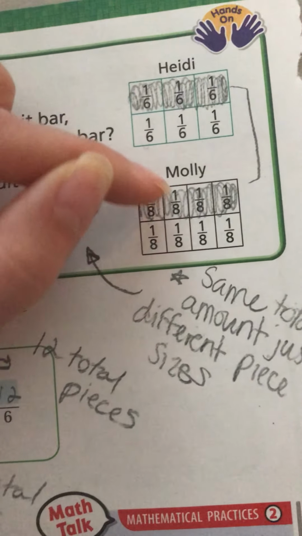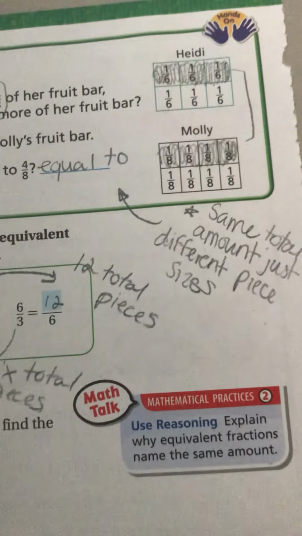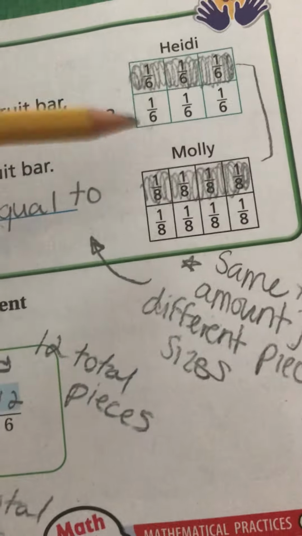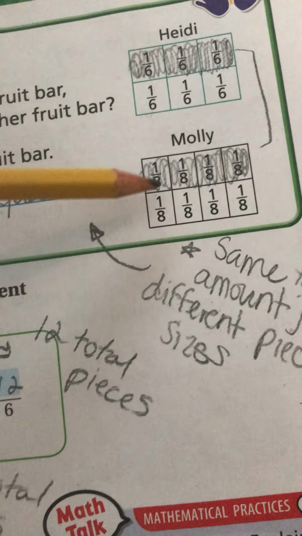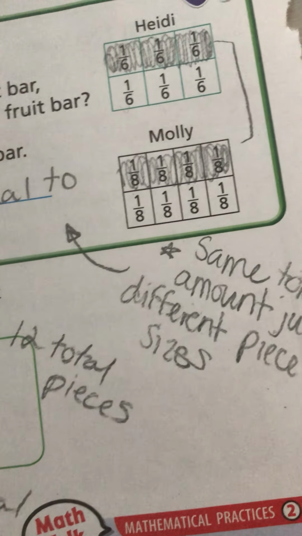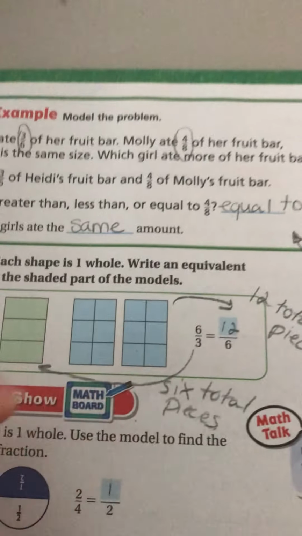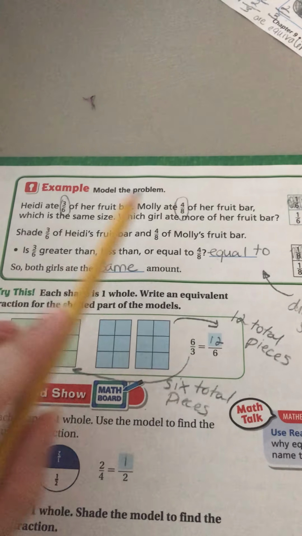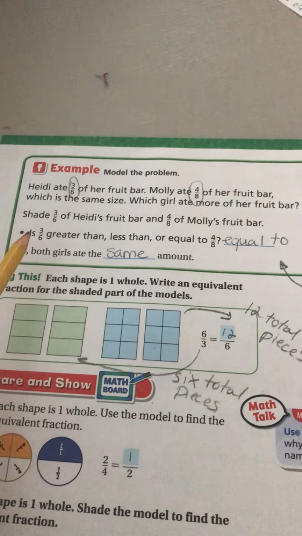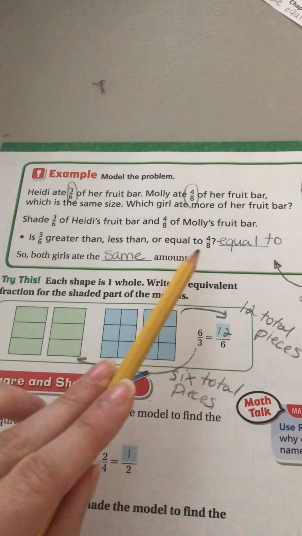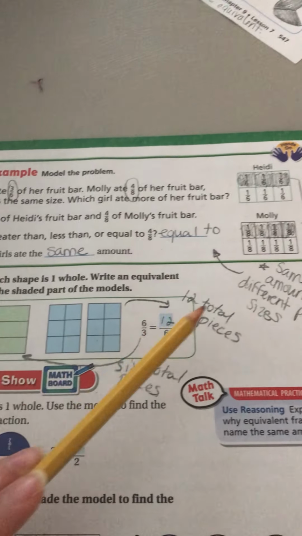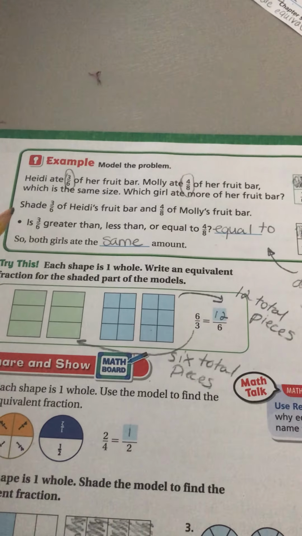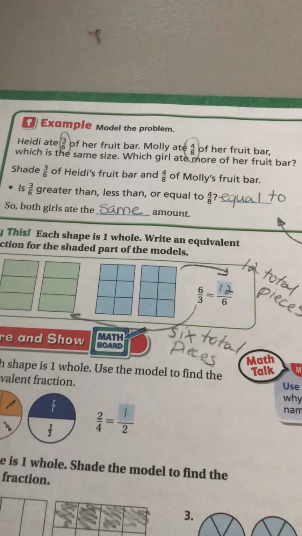However, these are split into smaller pieces. Again, if we went back to the idea of cake, you're not going to say Heidi had more cake. They had the same amount, just Molly's was cut into smaller pieces. All right, so filling in these blanks, we shaded 3/6, we shaded 4/8. Is 3/6 greater than, less than, or equal to 4/8? Well, we decided that they're equal. So both girls ate the same amount.